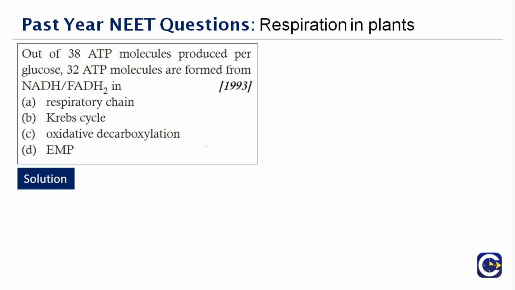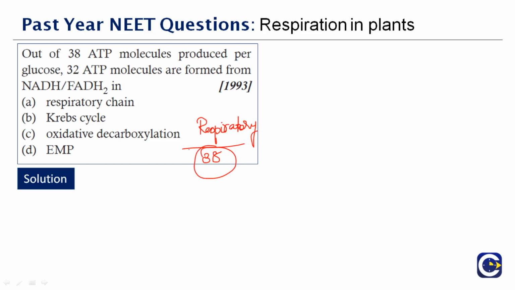It is obviously not the Krebs cycle or the EMP pathway. So it should be oxidative decarboxylation or the respiratory chain. The correct answer is the respiratory chain, because complete degradation of a molecule of glucose will yield 38 ATP molecules, and it is in the respiratory chain that the 38 ATP molecules are yielded.